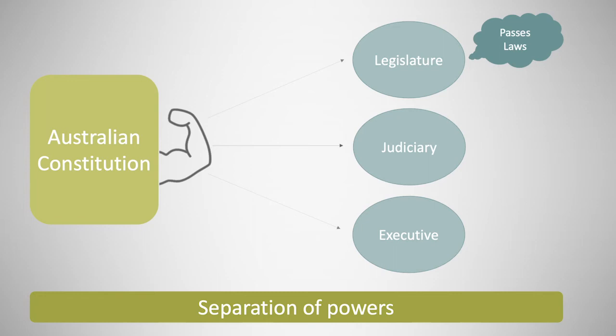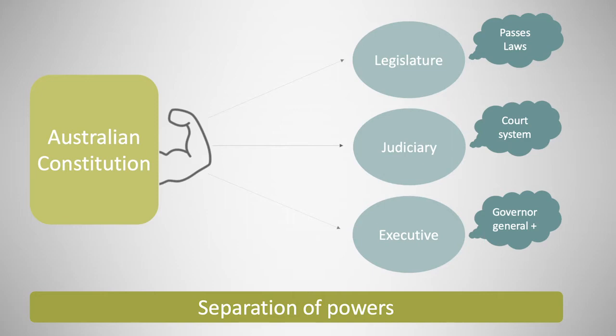The legislature is the elected parliament that passes laws. The judiciary is the court system that applies and interprets the law. The executive is the Governor-General, government departments, and executive authorities, such as the Australian Taxation Office, which administer the law.